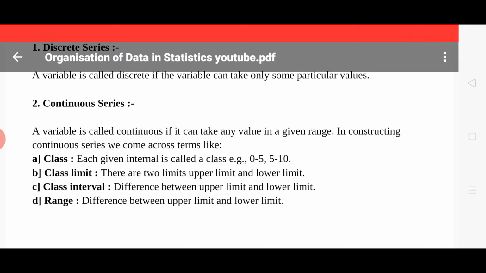Then class limits. There are two limits basically. One is called upper and second is called lower limit. Class interval is the difference between upper limit and lower limit. These are the basic terms. Please go through it. Range is the difference between upper limit and lower limit, that is called range. Suppose in this example 0 to 5, what will be the class interval? 5. And range is the difference between upper limit and lower limit of the whole class.